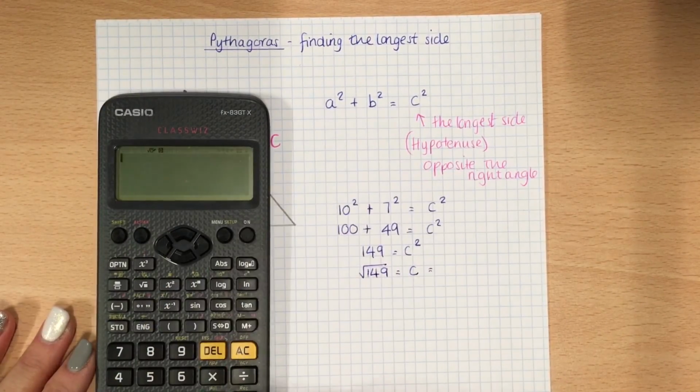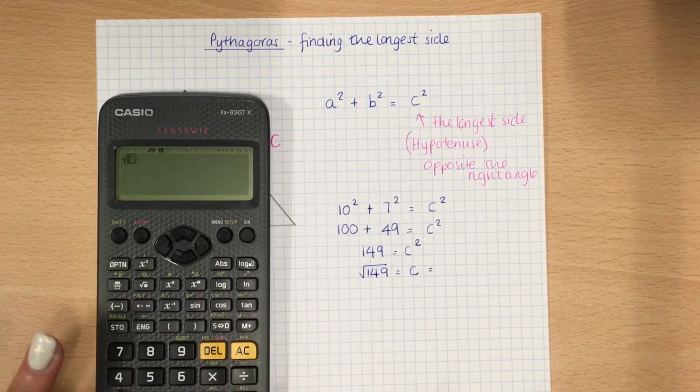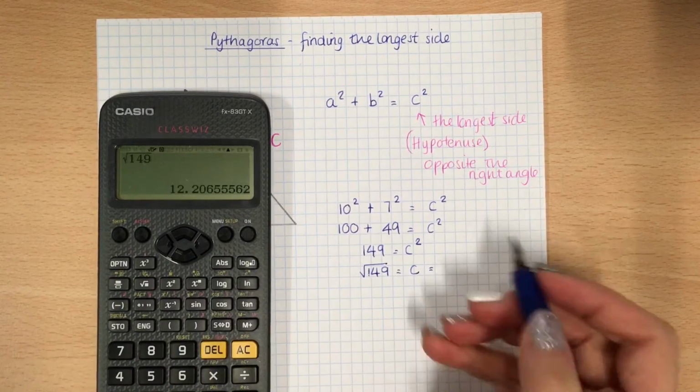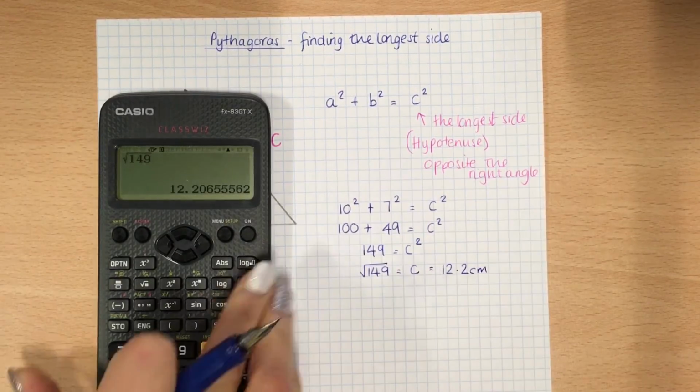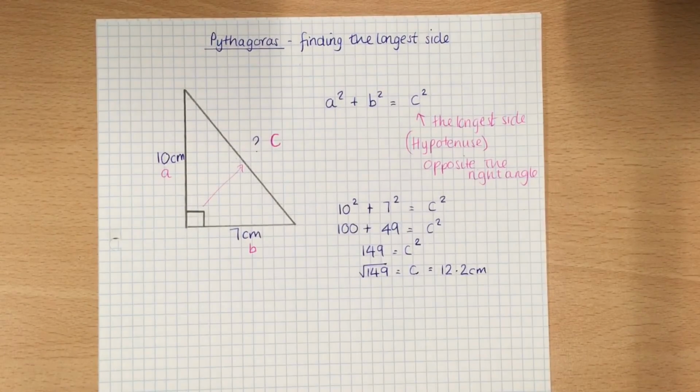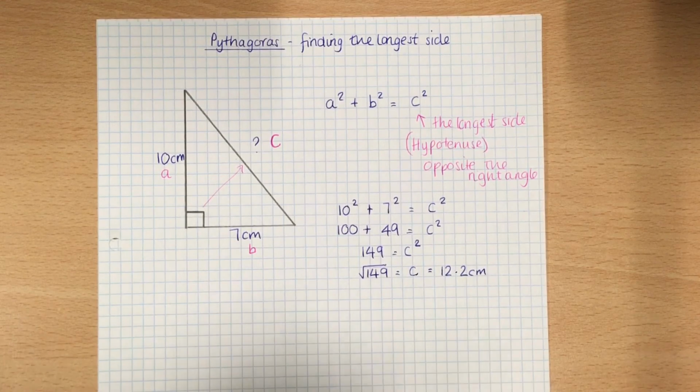So I can use my calculator. So the square root of 149 is 12.2 centimetres. And that is all I have to do. If you're still a little bit unsure, okay, I'm going to make another video where I go through showing you why the squares fit together. So if you want to have a look at that, you can.